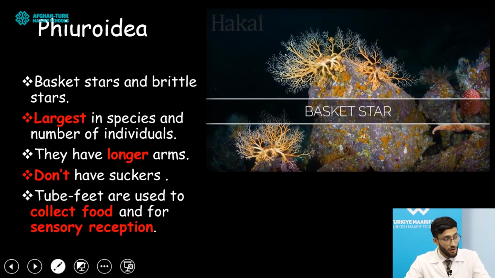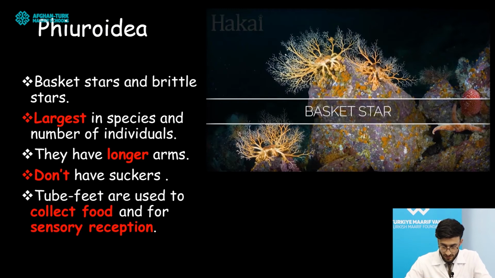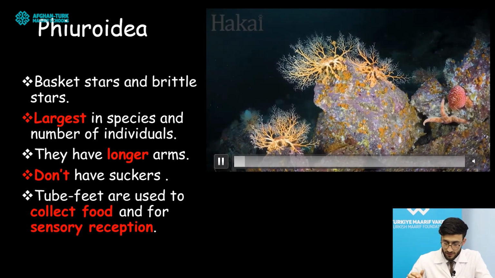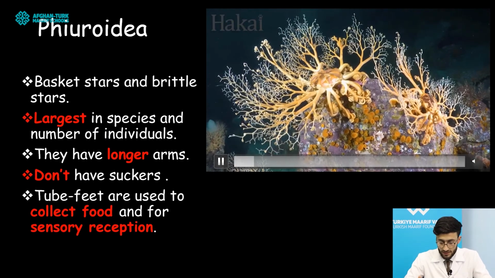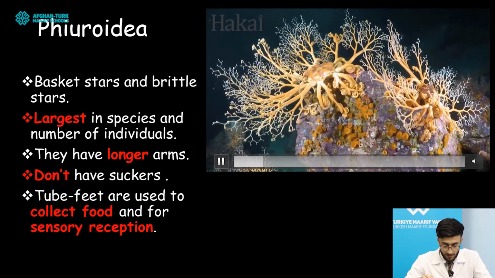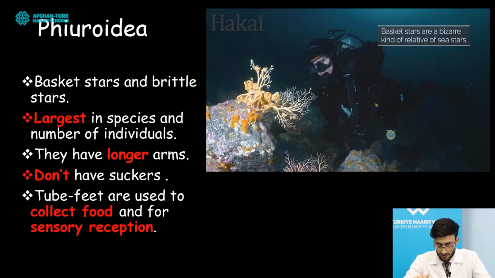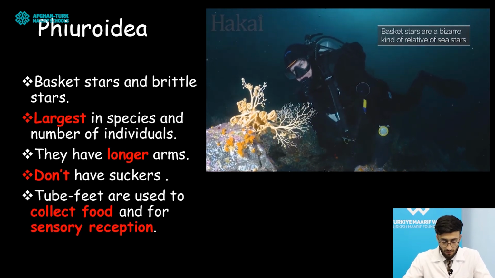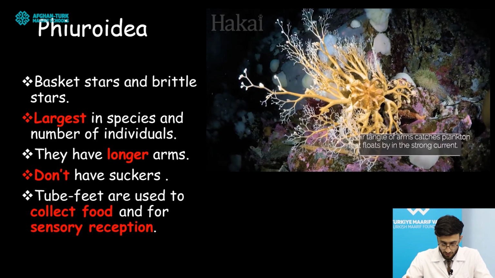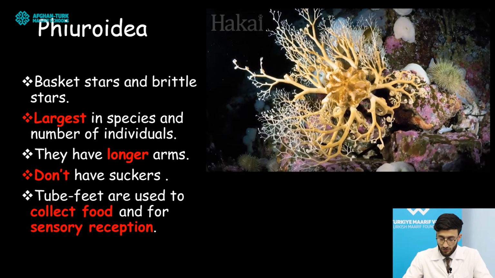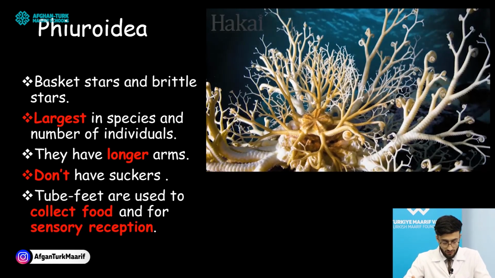Another important class of this phylum is called Ophiuroidea, the brittle stars and basket stars. They are called stars, but their morphological features are quite different. As you are seeing, they possess large arms. These longer arms lack suckers, but they use their small and large arms in order to capture the prey. Their tube feet are used to collect food, and they are used as sensitive organs for sensory reception.